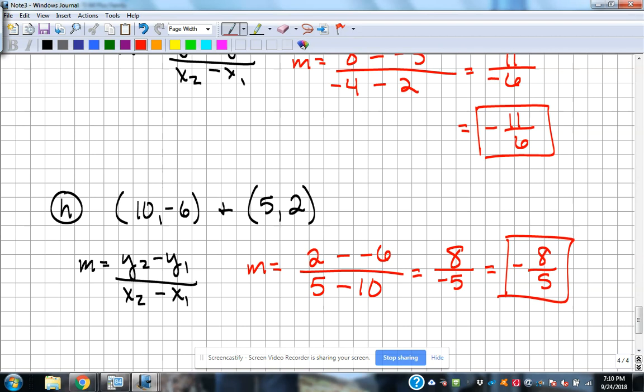And all I'm doing there is just bringing the negative up out of the denominator, putting it out in front. Either put it out in the front or put it with the top number. You don't want to leave it with the bottom number. Okay. Put it out in front or put it with the top number.